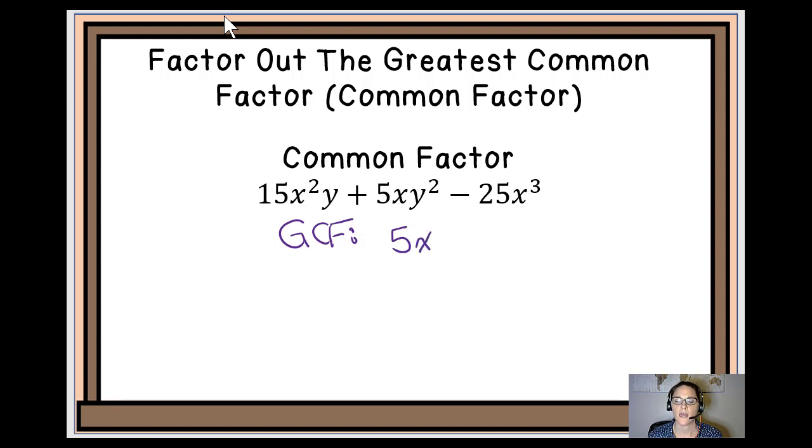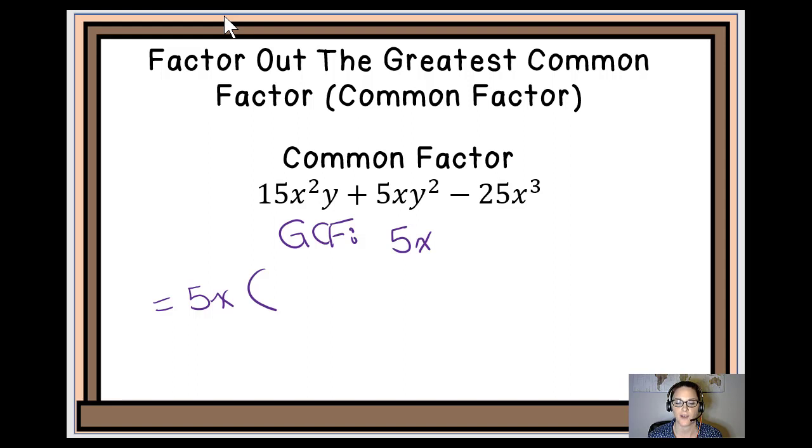And then I'm going to look at the y's. I can't actually factor out a y because there is no y in the third term. So 5x is my greatest common factor. Okay, so now we're going to write 5x in front of our bracket, and we're going to divide each term by 5x. So 15x squared y divided by 5x.